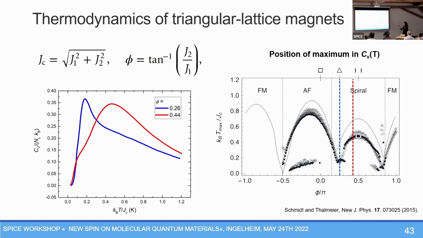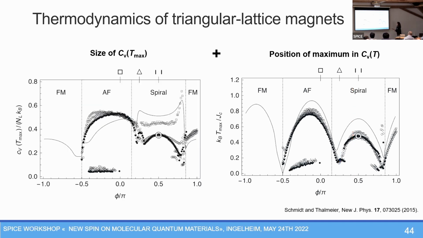But what I'm now plotting here is, for the entire phase diagram, the result of the maximum position of the specific heat, so these points and these points as a function of phi. You can see that this position changes a lot and is low whenever you are close to these phase boundaries. On top of that, you can also look at the size of the specific heat. Again, you see it changes quite drastically as we change this anisotropy parameter.